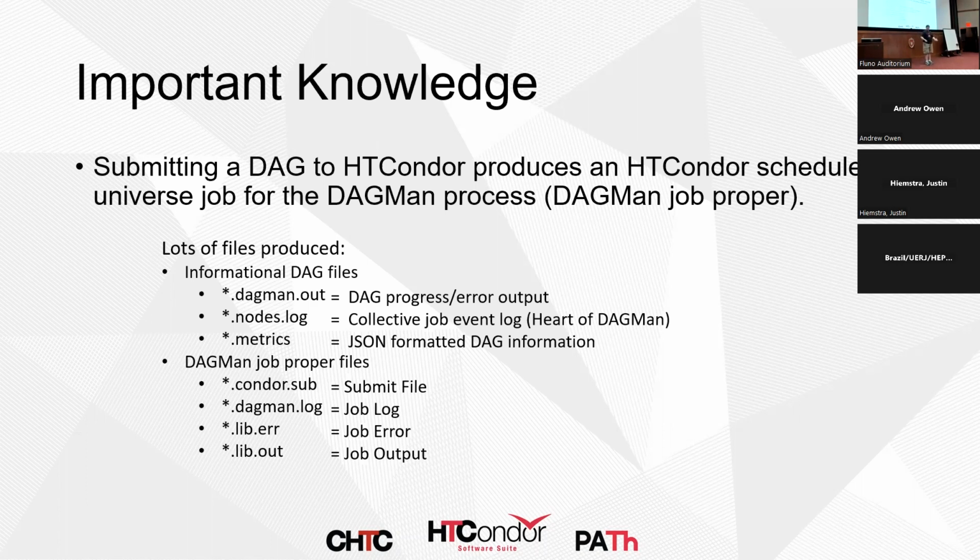The nodes.log is, as TJ mentioned earlier, kind of this aggregate log file for all the jobs. This is the heart of DAGMan. We actually read that file to understand what's going on with your jobs. And the last one is a metrics file. This is neat. We output this at the end of a DAG's life, whether we fail or we succeed. It has a bunch of general information about what's going on. It's in JSON format. You can do some parsing.